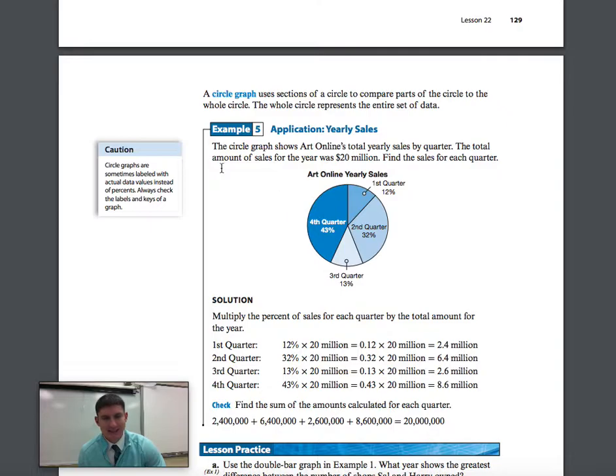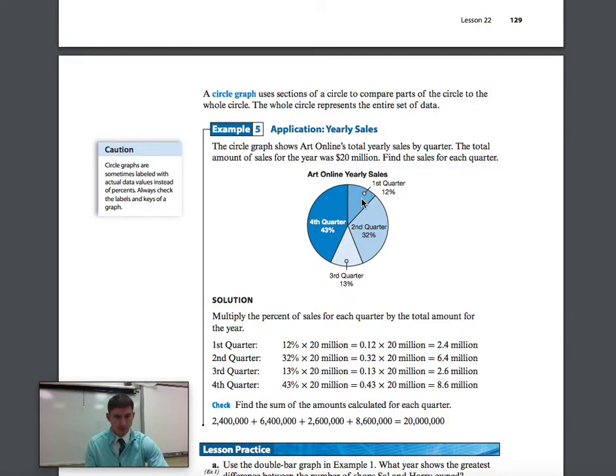In this example, you have a circle graph showing Art Online's total yearly sales by quarter. The total amount of sales for the year was $20 million in art, so fancy paintings and sculptures and things that are being sold and traded on this website. They sold $20 million worth of art. Here's when they sold that money.